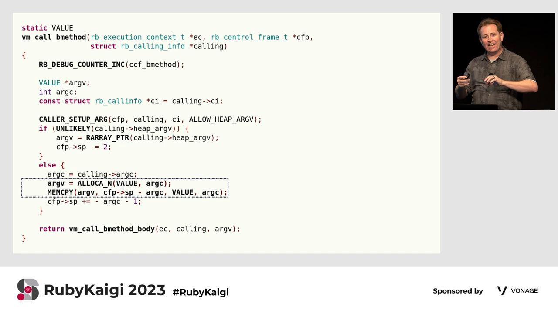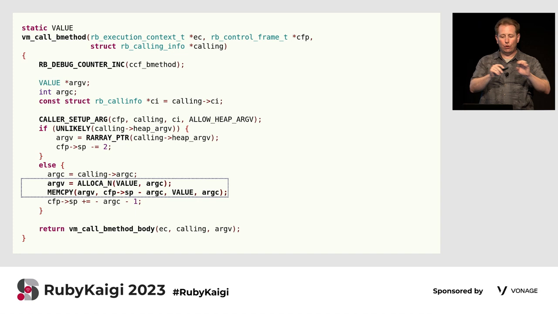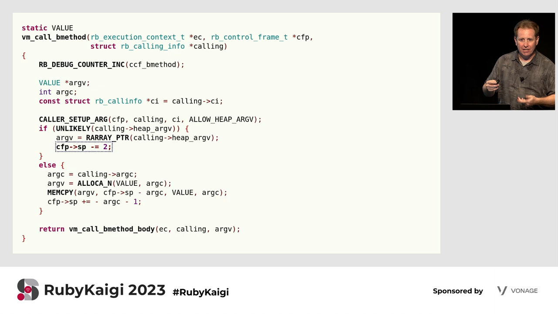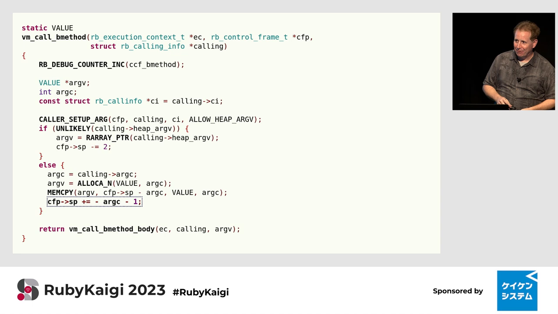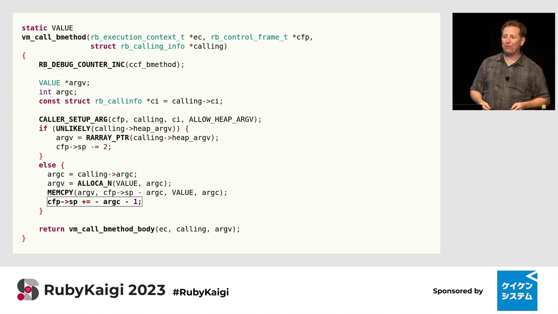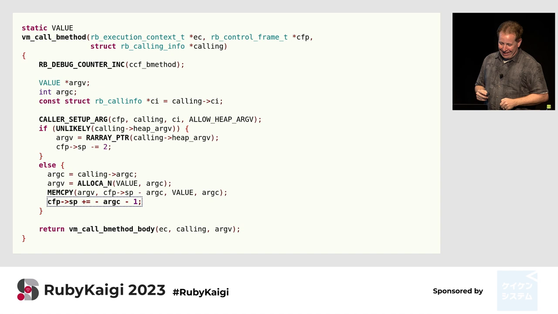And this is instead of allocating space on the C stack and then copying all arguments from the VM stack to the C stack. We need to decrement the stack pointer by 2, since the array is considered one argument. And this is to match the stack pointer adjustment in the normal case. Failure to adjust the stack pointer correctly results in SPBP mismatch errors or failing CFP consistency checks, both of which are time-consuming to debug. Now, unfortunately, this change did not fix the issue for B methods.